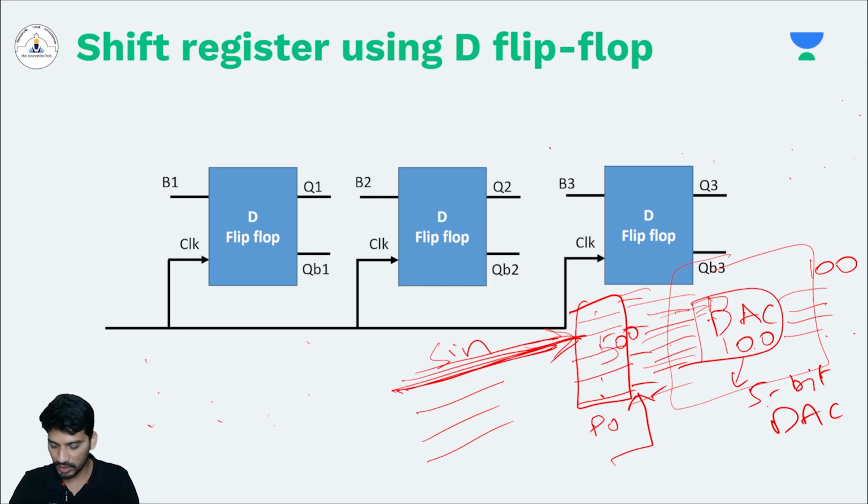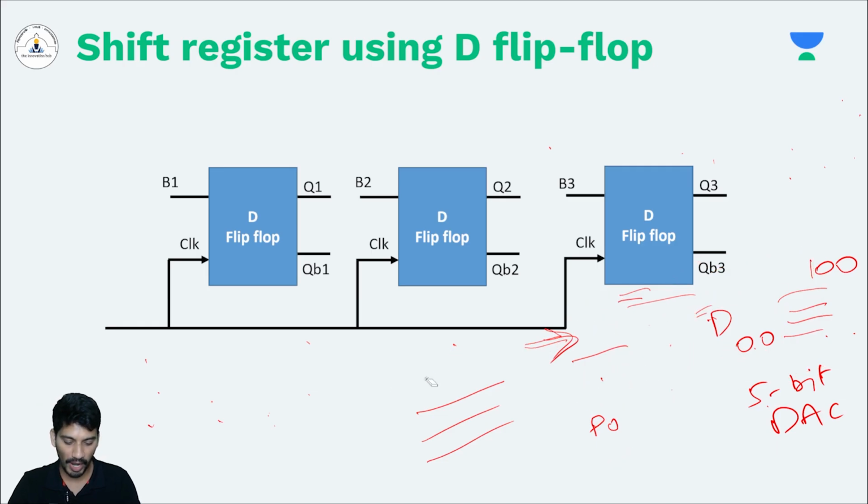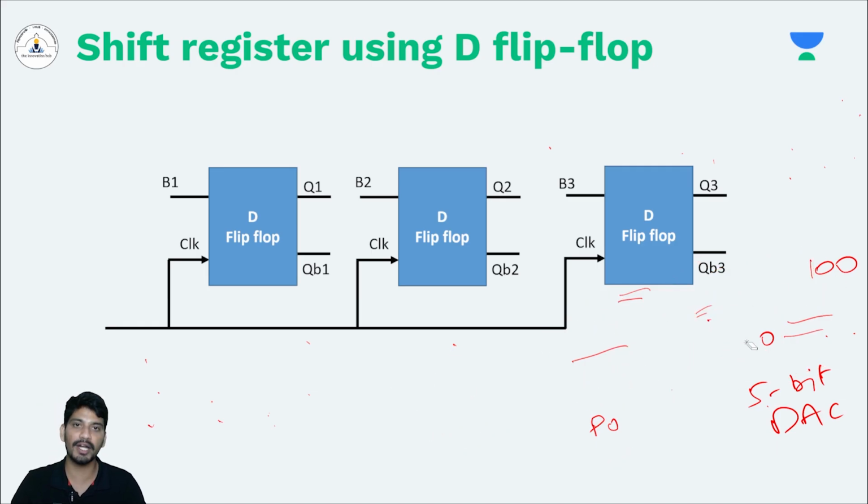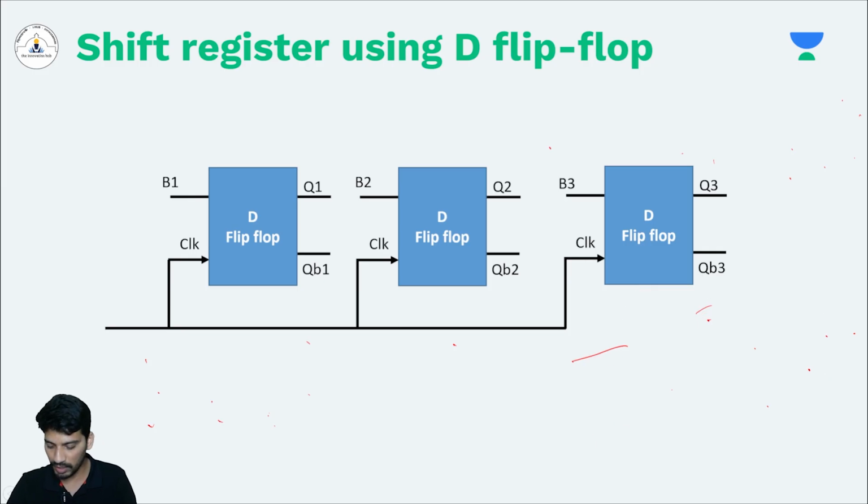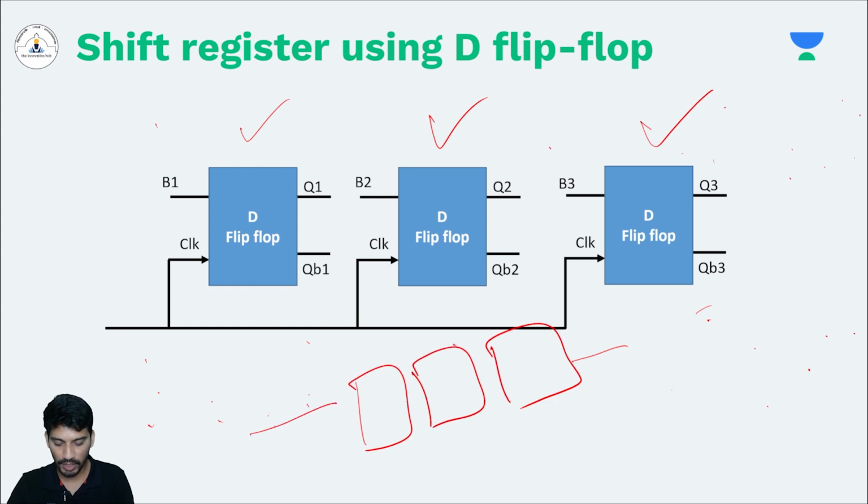Same thing you can do with any number of inputs, right? If you have 100-bit input, you can design 100-bit shift register. If you have 10-bit input, you can design 10-bit shift register. That will ease your designs, right? That is the purpose of shift register, and it is very easy. You just need to connect D flip flops in this fashion and apply the inputs serially to the D flip flop. This is a parallel in parallel out.